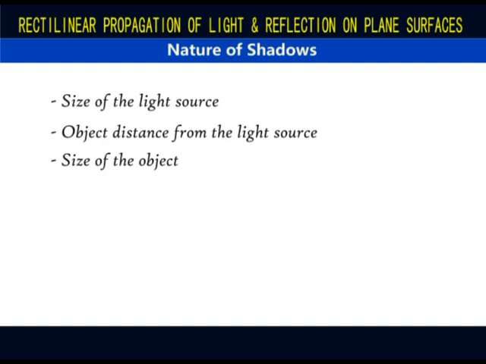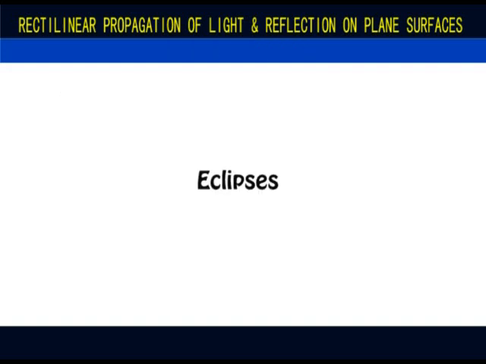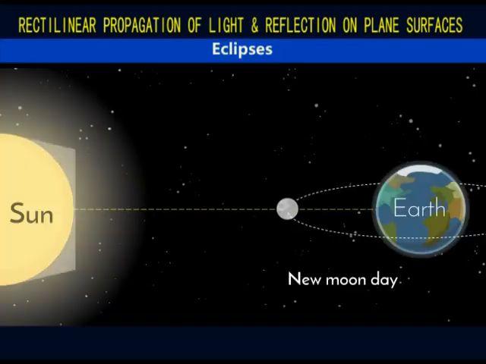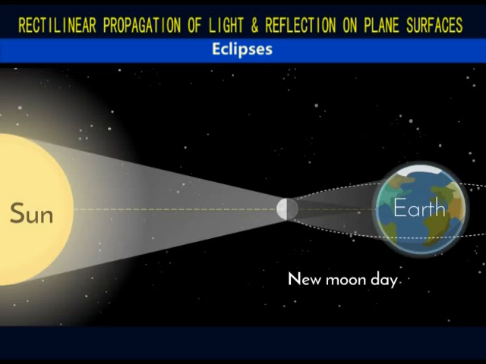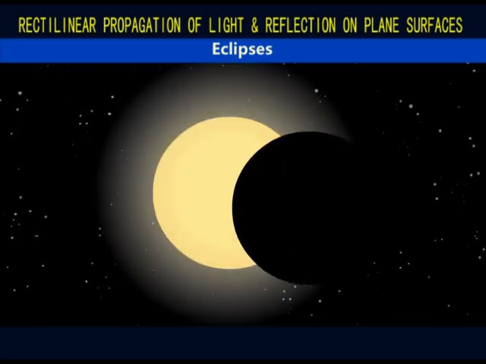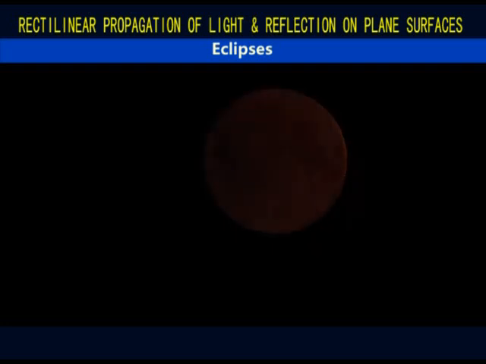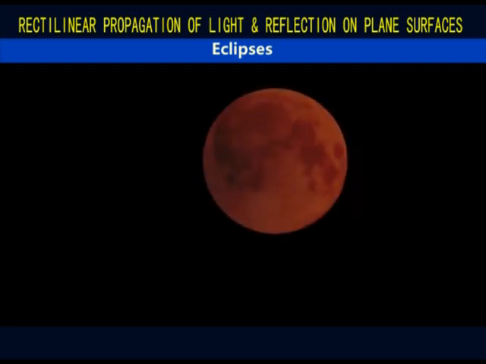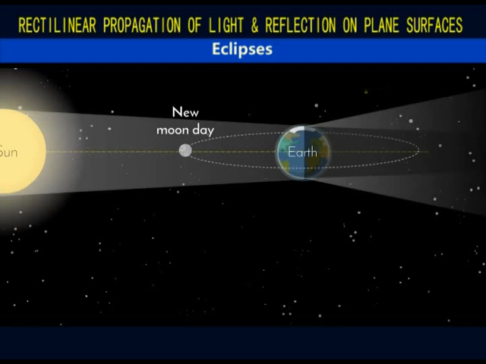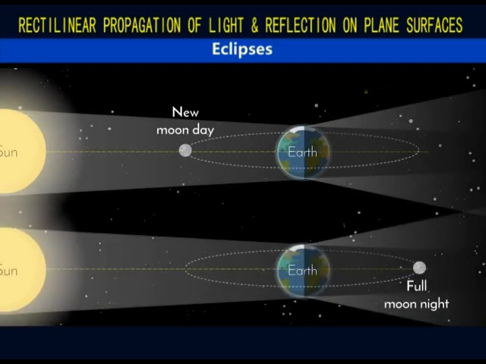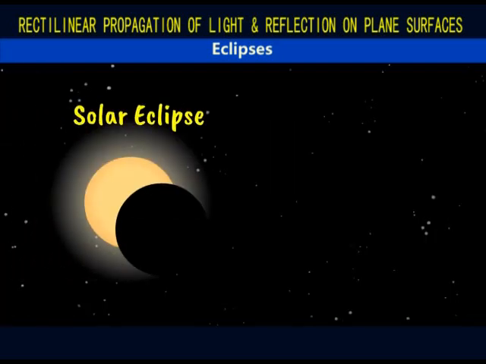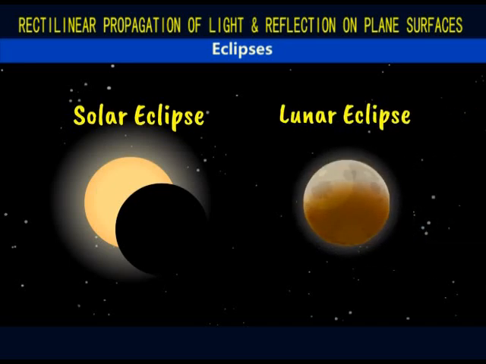Shadow formation is also the reason for occurrences of eclipses. Now, an eclipse is a phenomenon of shadow formation in which there is total or partial disappearance of the sun or the moon as seen from the earth. Eclipses are of two types depending on the relative position of the moon, sun, and the earth: solar and lunar eclipses.